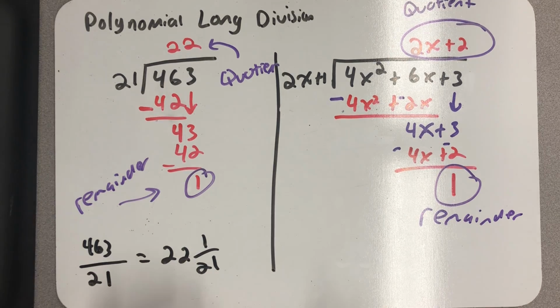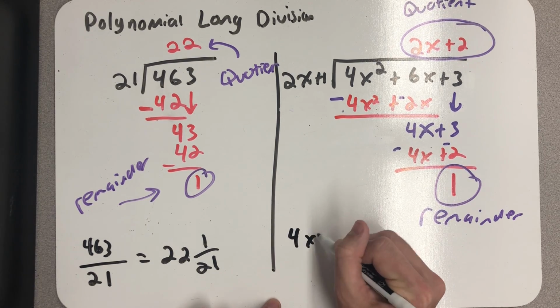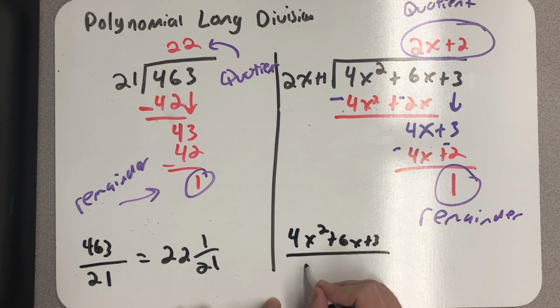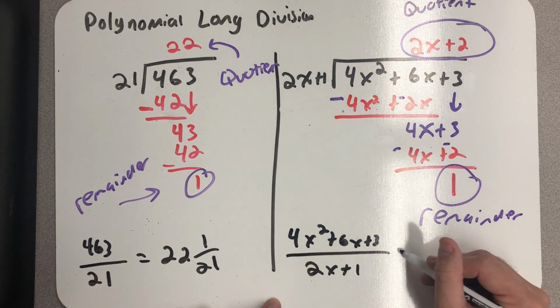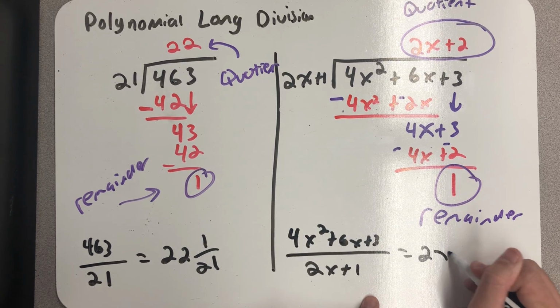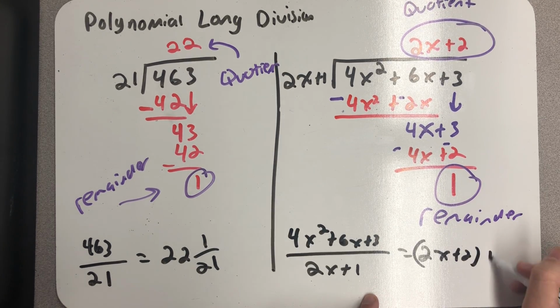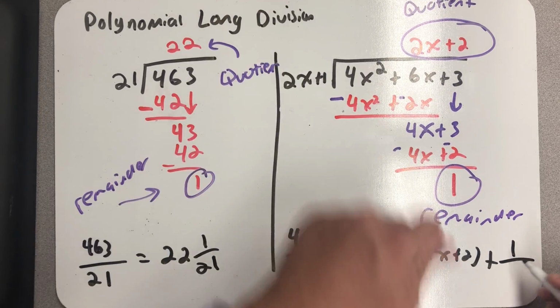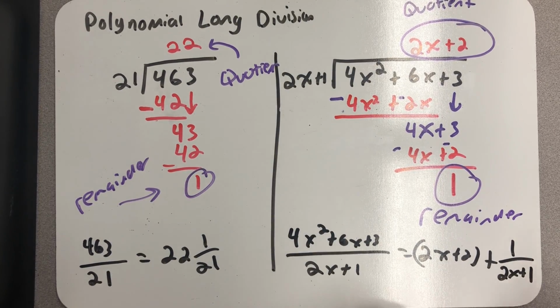So I could think about it in the same way. The polynomial 4x squared plus 6x plus 3 all over 2x plus 1 is equal to my quotient, 2x plus 2, plus 1 over what I was dividing by, the remainder over what I was dividing by. All right, so there's long division of a polynomial. Let's do another example.